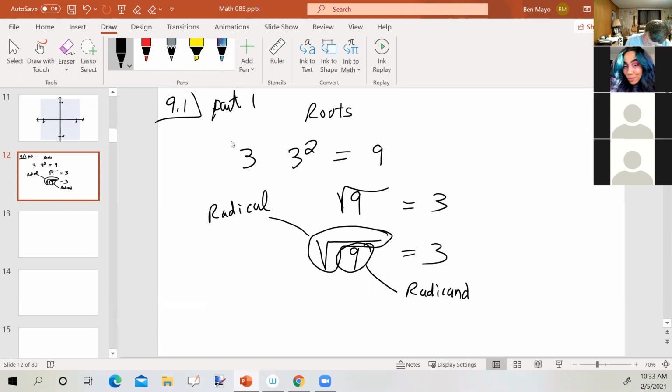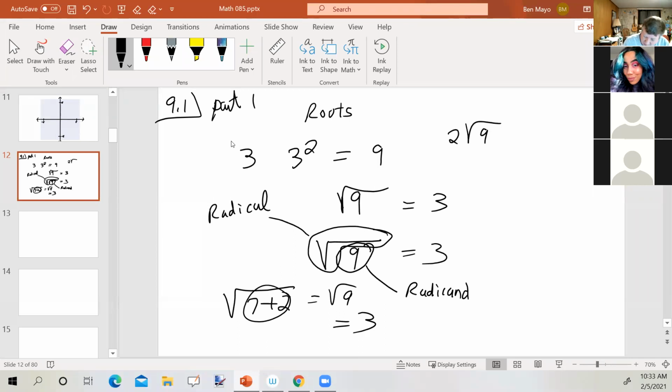So let's say I have the square root of 7 plus 2. Well, you would start inside the grouping symbol, simplify that into the square root of 9, which then would become 3. Let's say I had 2 times the square root of 9. Well, that would be 2 times the square root of 9, which is 3, and then you'd get 6. So that radical is a grouping symbol.